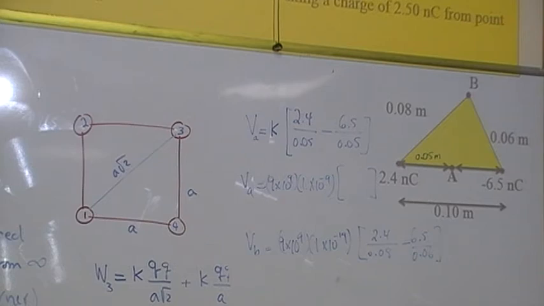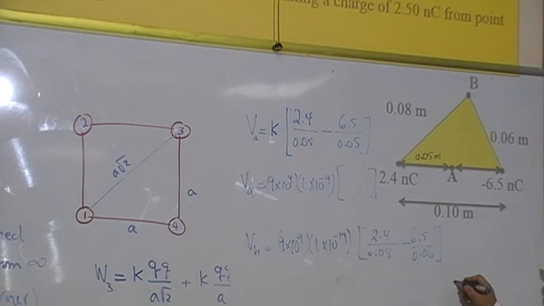Okay. So I got that, and then he said, find the work done by the electric field in taking a charge equal to 2.5 nanocoulombs from point B to A. How do you do that? You don't need to use Q1, Q2.